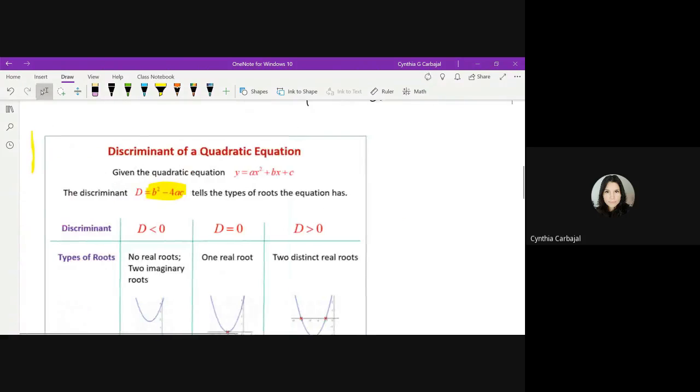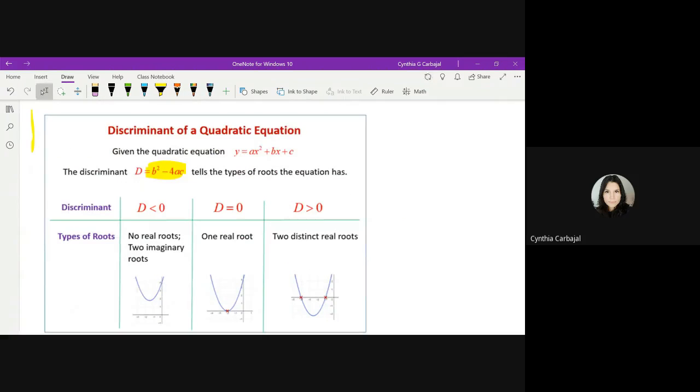Well, that's actually going to tell us some information here. It says here, if d is less than 0, meaning if our discriminant is negative, then there is no real roots. There's 2 imaginary roots. And we'll talk about that a little bit later in the week, or maybe next week, depending how far we get. If the discriminant is 0, there is 1 real root. And if the discriminant is greater than 0, meaning positive, then there's going to be 2 real roots.